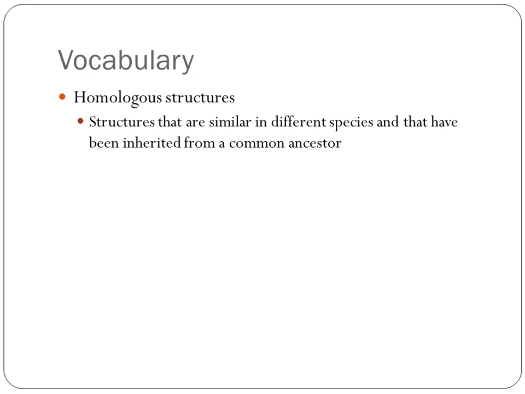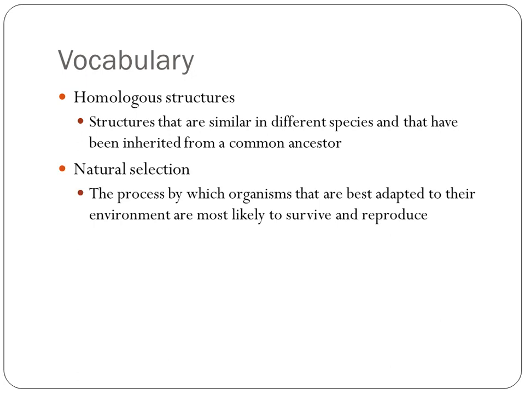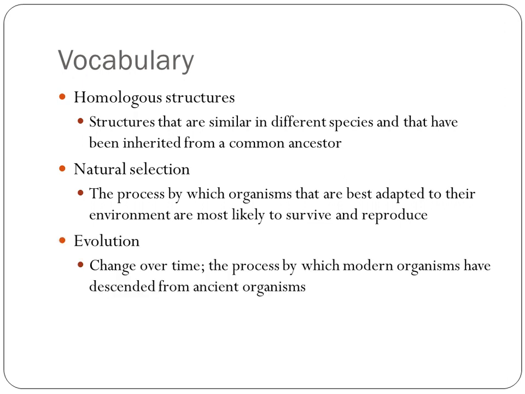Next word was homologous structures. These are structures that are similar in different species and that have been inherited from a common ancestor. Natural selection, which is the process by which organisms that are best adapted to their environment are most likely to survive and reproduce. And then finally, evolution. Evolution is a change over time, the process by which modern organisms have descended from ancient organisms.